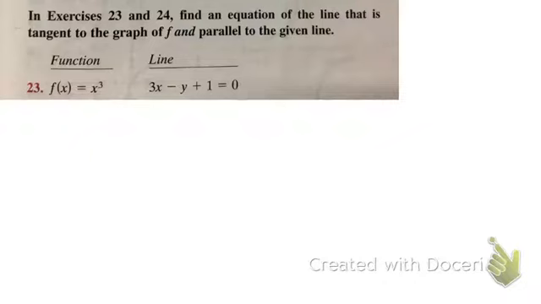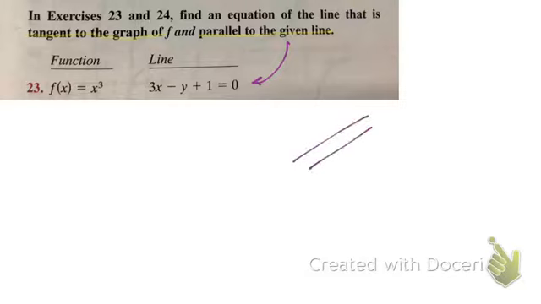So it says, find an equation of the line that's tangent to the graph. Okay, so I'm looking for a tangent line, tangent to the graph of f and parallel to the given line. What does this tell me? I'm looking for a line that's parallel to this line. What does it mean if lines are parallel? Well, if they go in the same direction, they'd have the same slope.